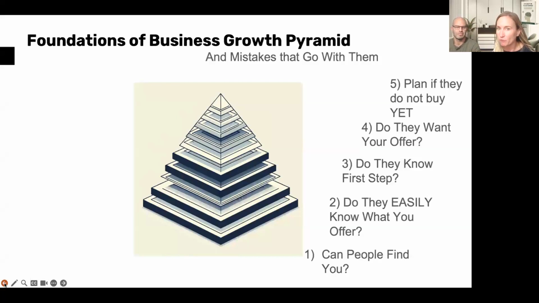Do they easily know the first step? I've seen so many websites where you get to the website and it's like, okay, we're educating, but what is the first step? Are you literally telling them exactly what to do to get started? Right. So we're doing this foundation. Do they know what you offer? Do they know the plan? But the very first thing we have to have, none of these other things work without it.